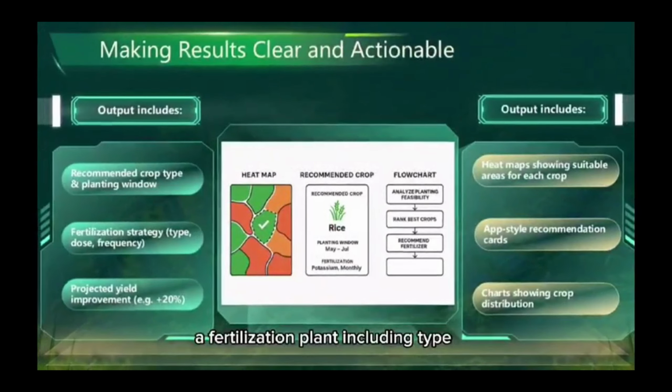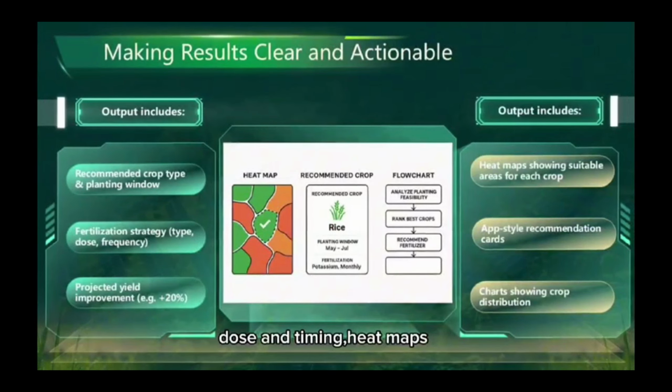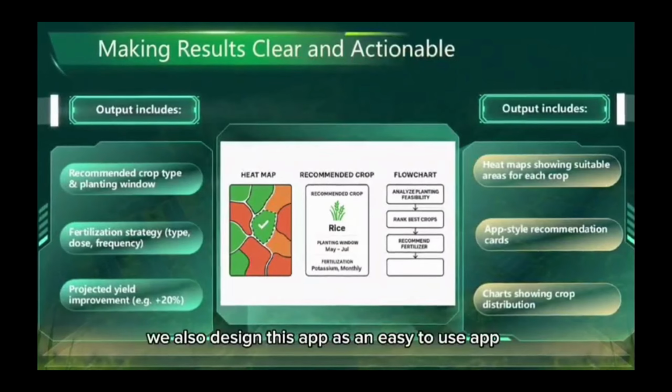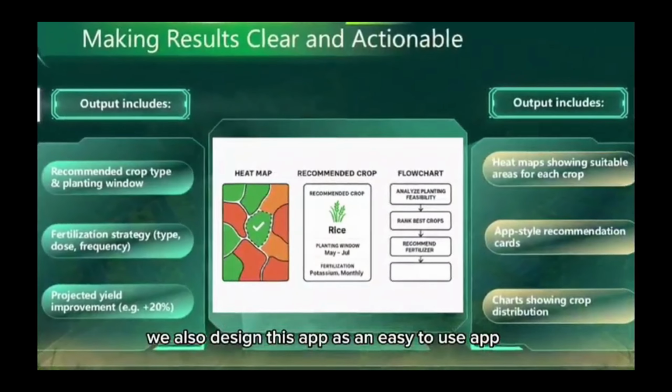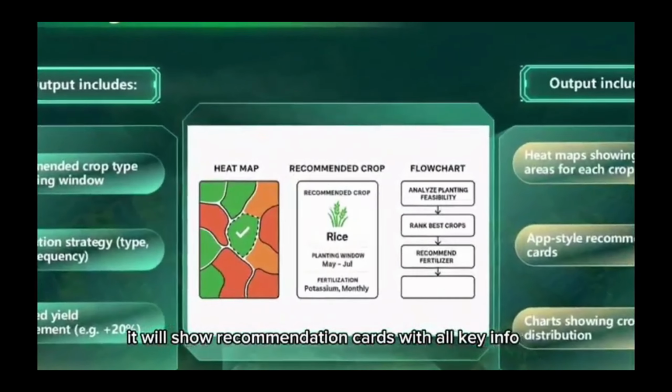A fertilization plan includes type, dose and timing. A heat map shows where each crop grows best. Chart lines show how much yield can increase, maybe even 20% more. We also designed this as an easy-to-use app. It will show recommendation cards with all key info.